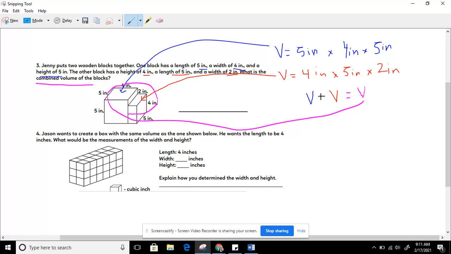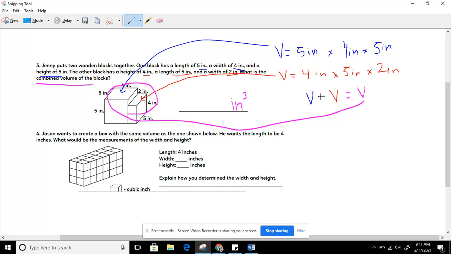Okay, so you're going to do that multiplication out for the first block, do the multiplication out for the second block, add them together, and don't forget your units are still going to be inches cubed. Anytime you're working with volume, your units are going to be cubed. Okay, so that's number 3.